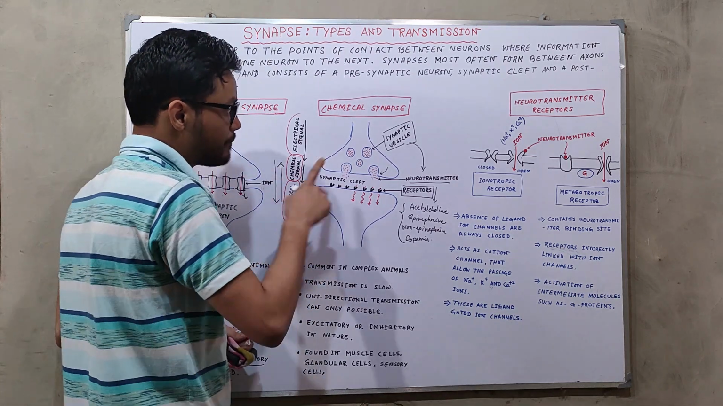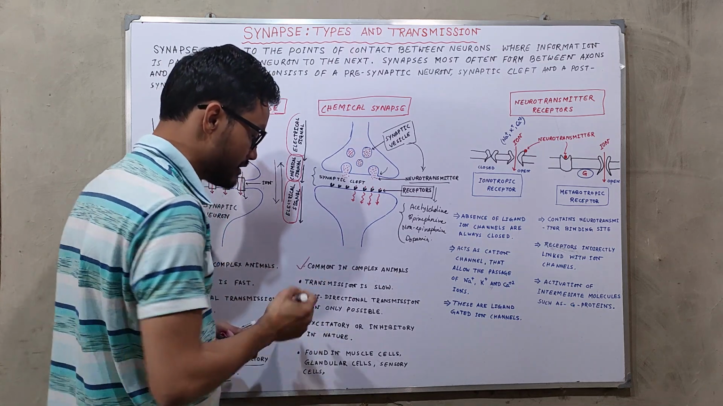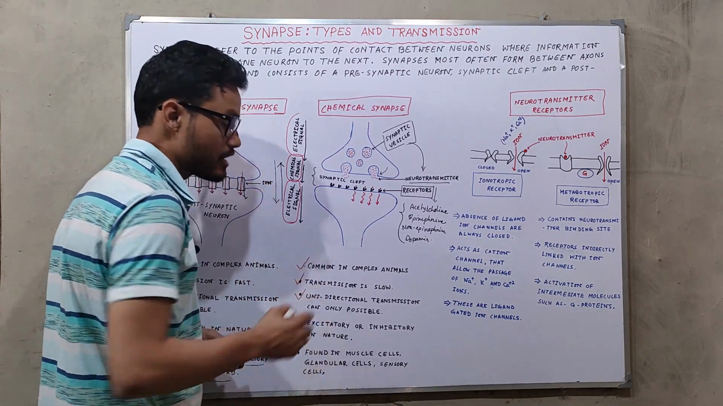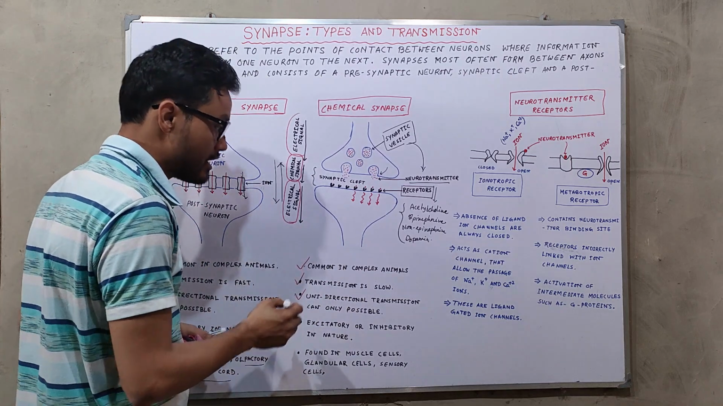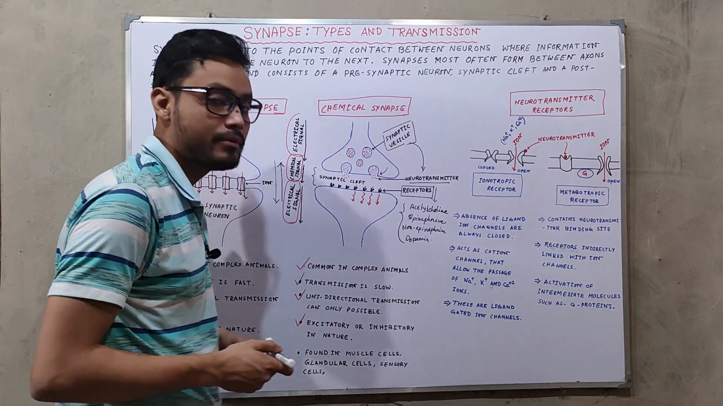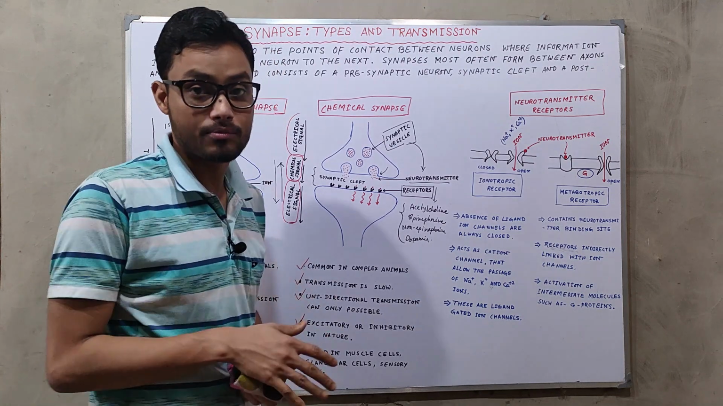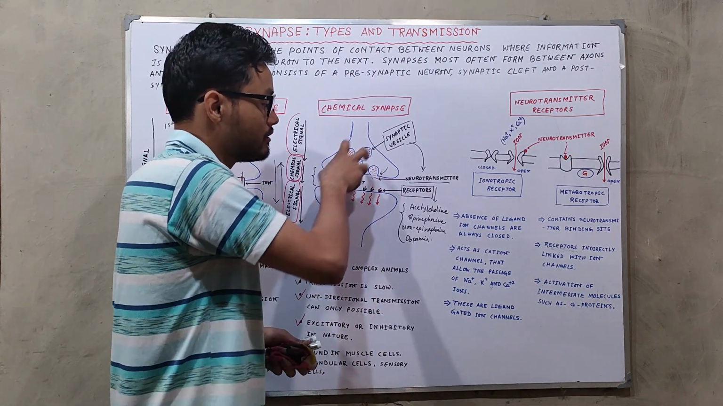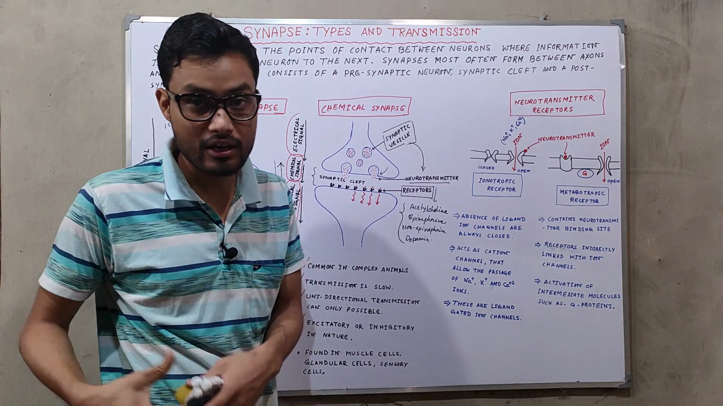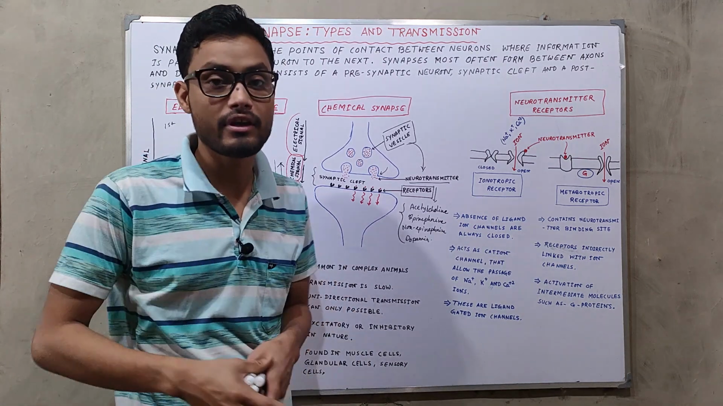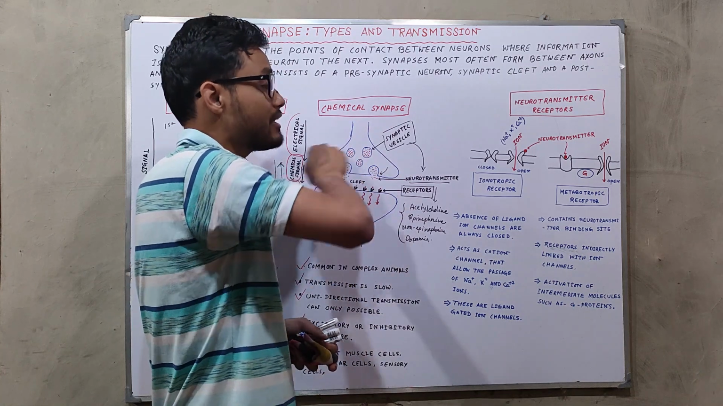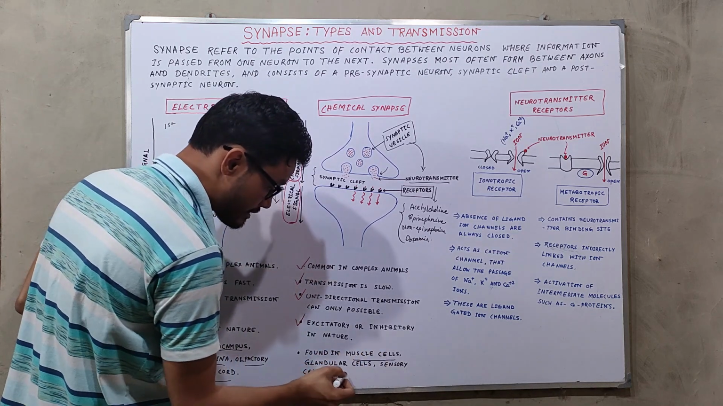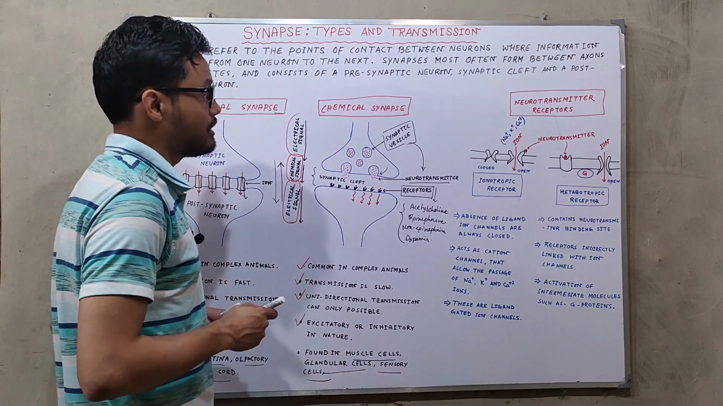Chemical synapses are most common in complex animals. Transmission is slower than in electrical synapses. Unidirectional transmission occurs in chemical synapses. These synapses can be excitatory or inhibitory in nature according to the nature of the neurotransmitter. If the neurotransmitter is excitatory, then the signal is excitatory, and if the neurotransmitter is inhibitory, then the chemical synapse is inhibitory in nature. They are found in muscle cells, glandular cells and sensory cells. So these are the chemical synapses.